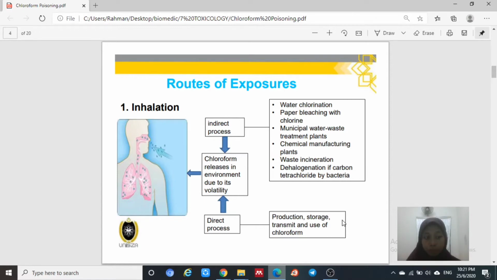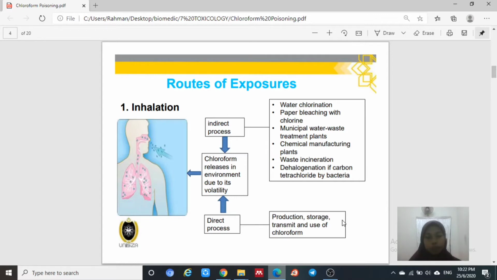Okay, there are two processes involved in releasing the chloroform into our environment, which are the direct process and also the indirect process. These two processes occur due to the volatility of the chloroform, where it is oxidized in the air with the presence of sunlight.